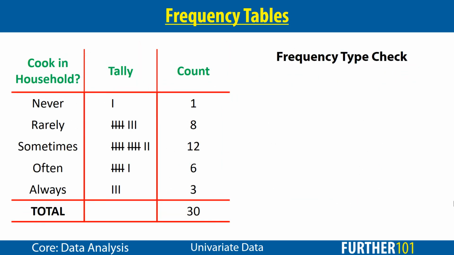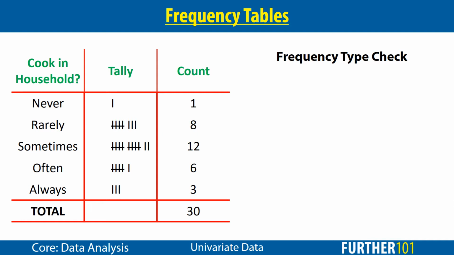To make things even trickier, students may be asked a question where they have to provide a frequency answer that is the opposite to the type of frequency provided in the frequency table. For example, you may be asked to provide the percentage of persons who sometimes cook, even though the table here only provides counts of people who sometimes cook.